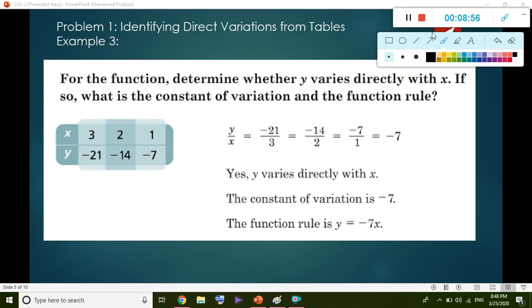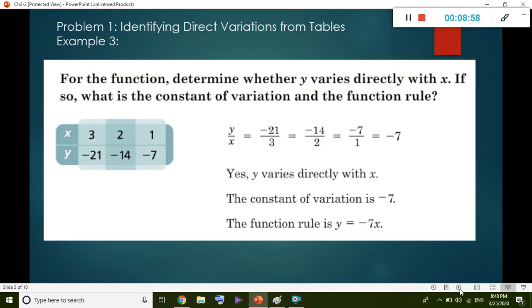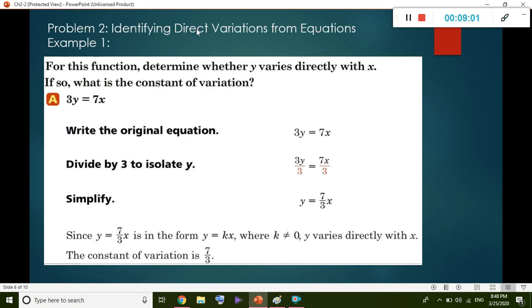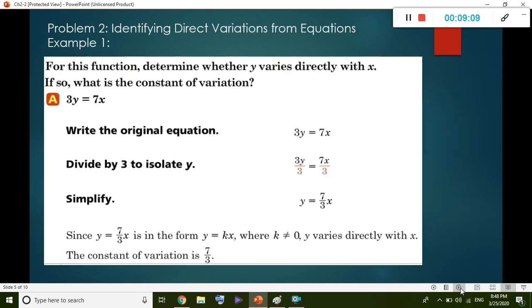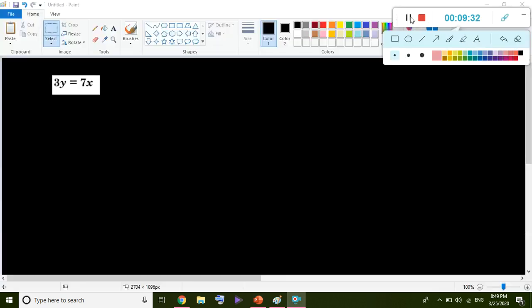Now let's go for the second idea we have here in our lesson, which is identifying direct variation from equations. So the first thing we had is identifying direct variations from tables. The second thing we're going to find is identifying direct variations from equations. Okay, so now let's see how we can solve this. For this function, determine whether y varies directly with x. If so, what is the constant of variation? So they're asking us to find if y varies directly with x, and the constant of variation. Okay, so let's solve this together.